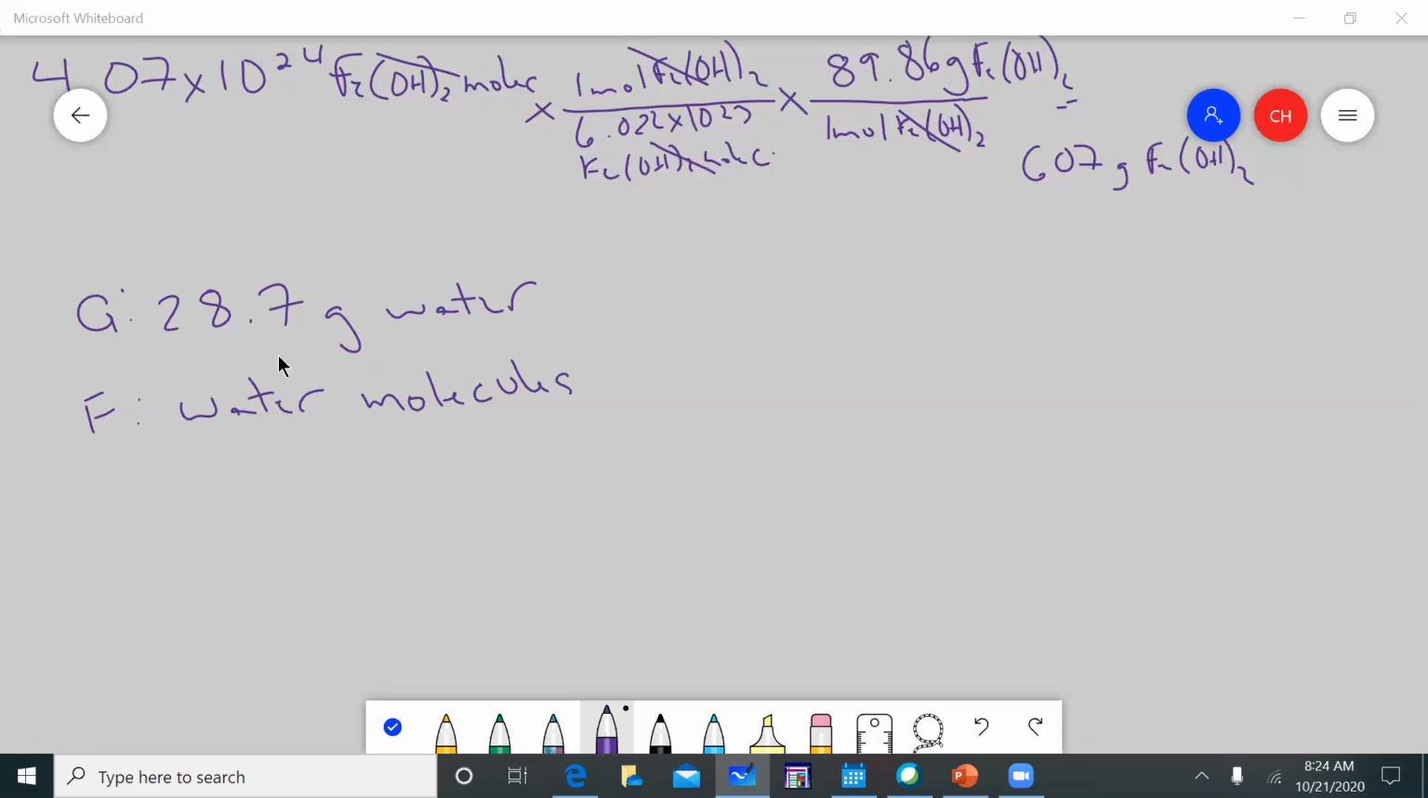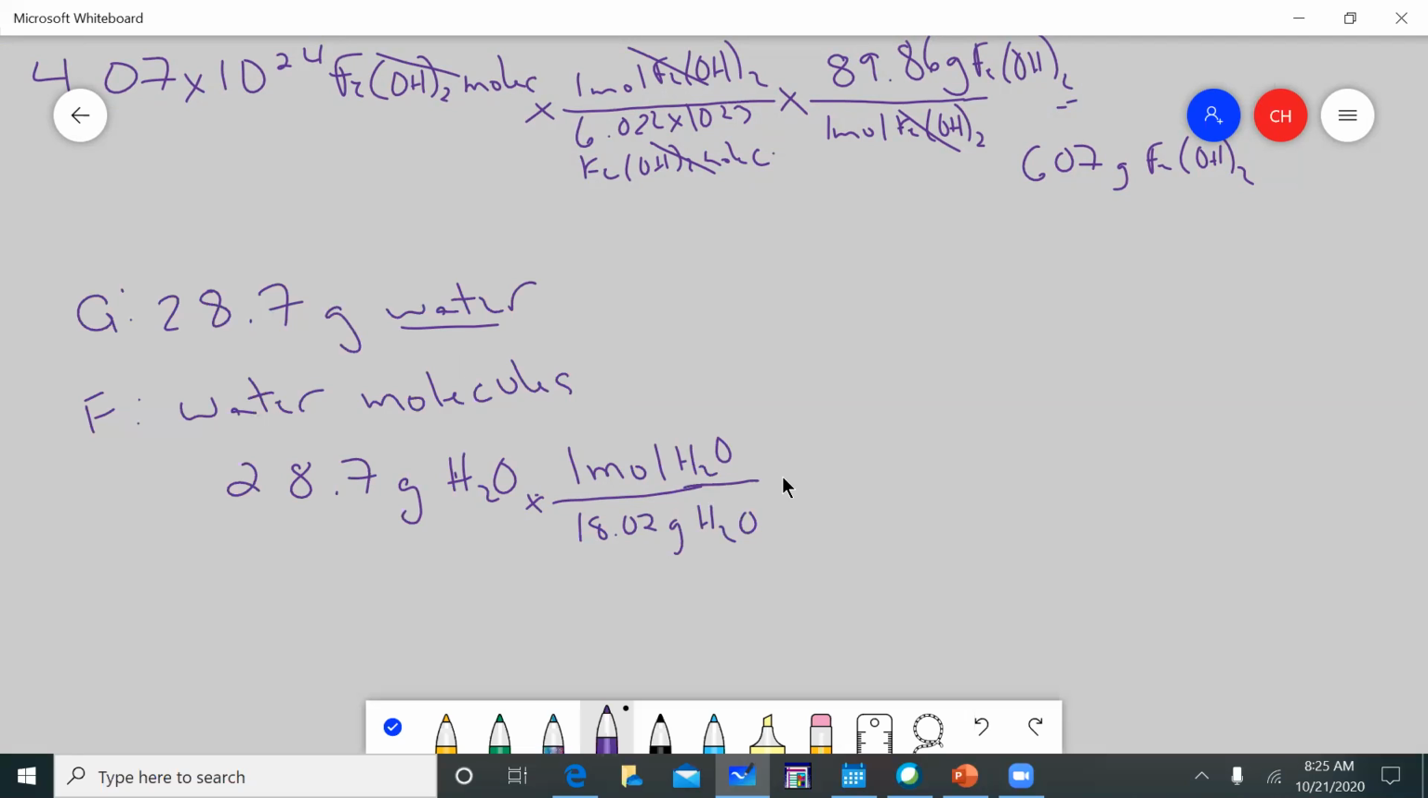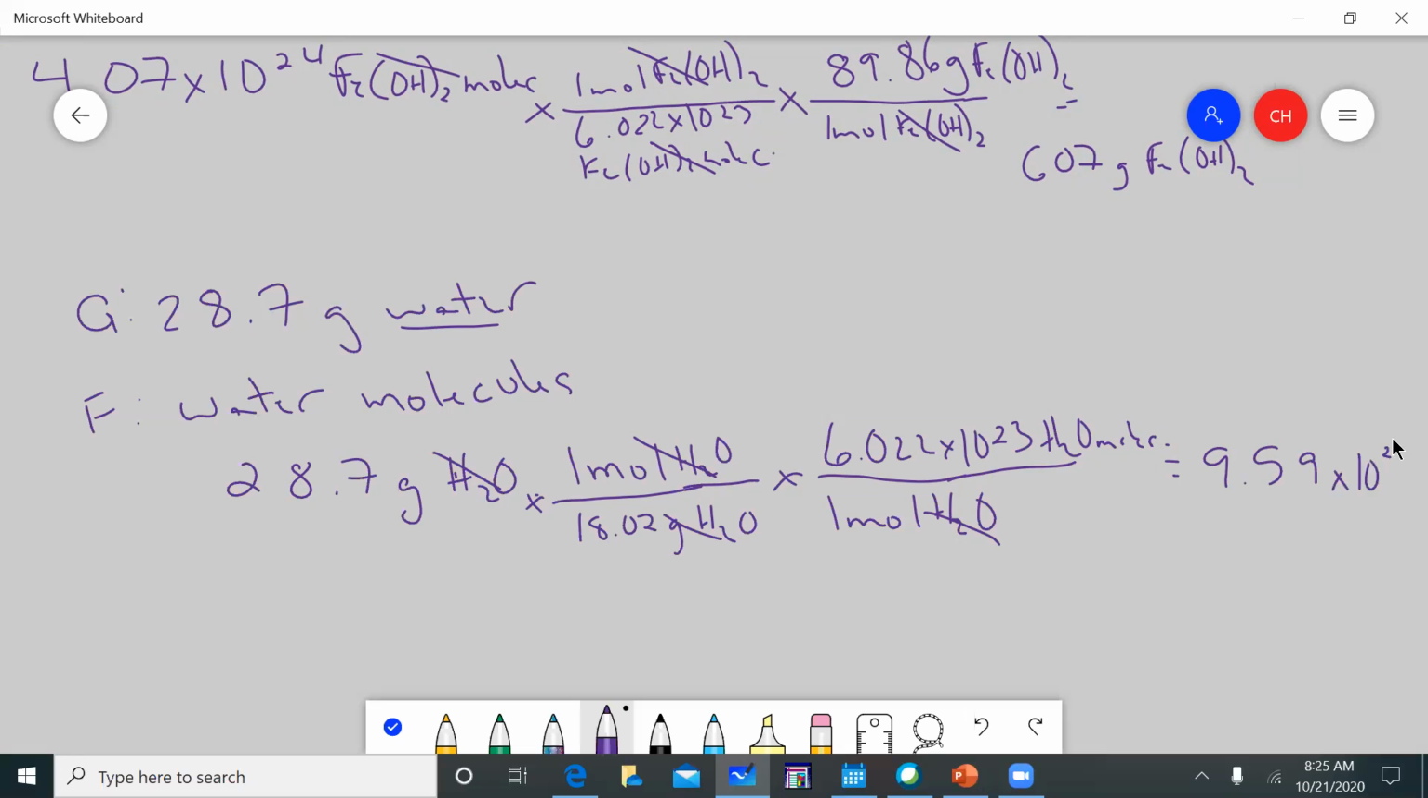Okay, so in this instance, we're going from grams, then we'll go to moles, and then from moles we'll go into molecules. So in order to go from grams to moles, we need to know that water is H2O because the name itself doesn't preserve the formula. We know 1 mole of water weighs roughly 18.02 grams. Those will cancel. And then for every 1 mole of water, it will yield 6.022 times 10 to the 23rd H2O molecules. And what we get is 9.59 times 10 to the 23rd H2O molecules.